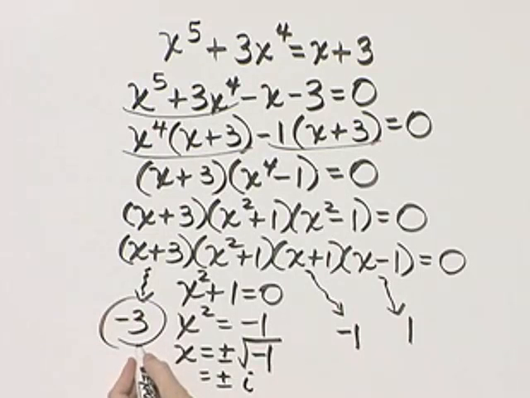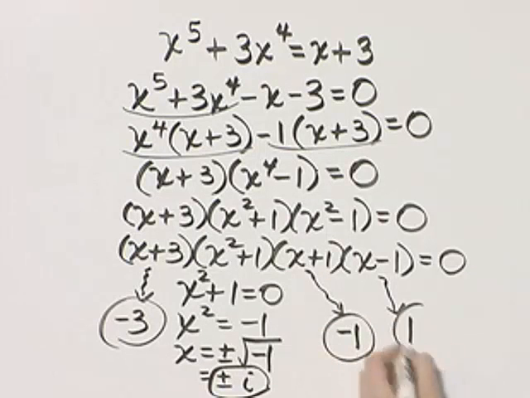So negative 3 is a solution, i is a solution, and negative i is a solution. Negative 1 is a solution, and 1 is a solution.